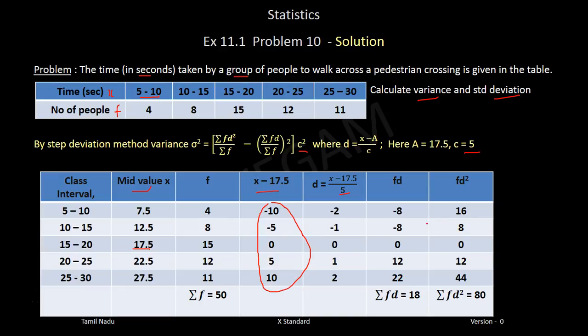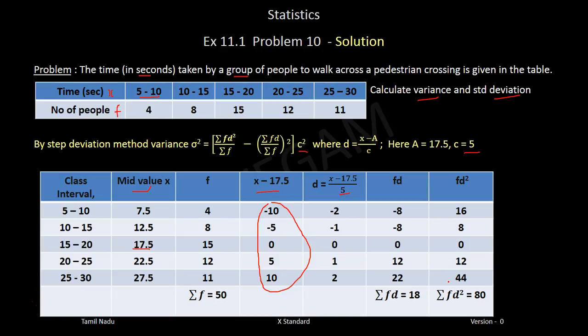Then FD square. So we have D square. D square here is 4. 4 into 4 is 16. Minus 1 square is 1. 1 into 8 is 8. 0 square into 15 is 0. 1 square is 1, 1 into 12 is 12. Doing the same, we get 44 for this row.